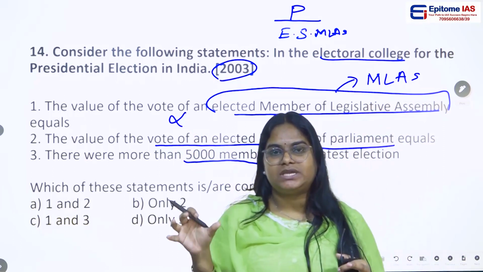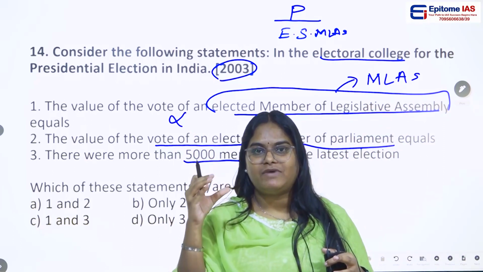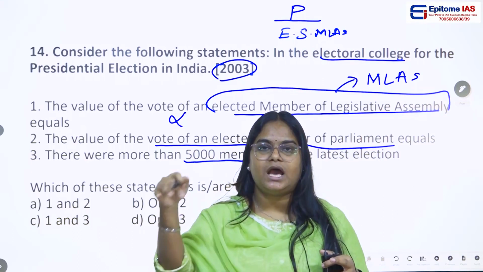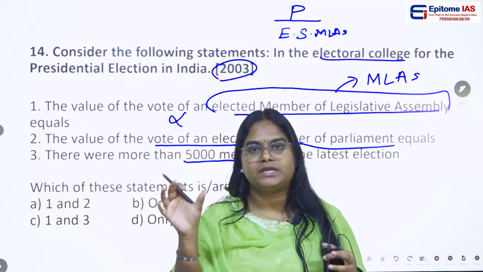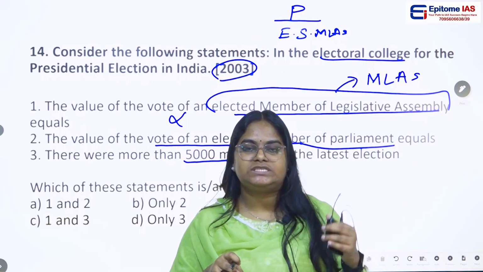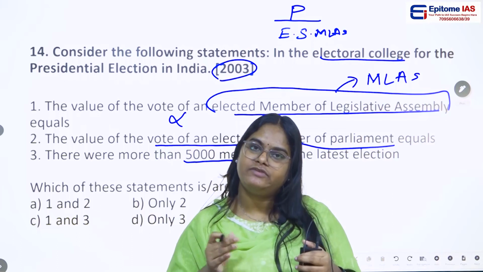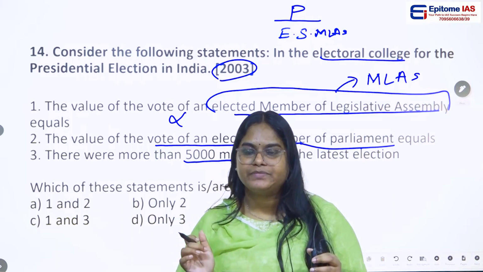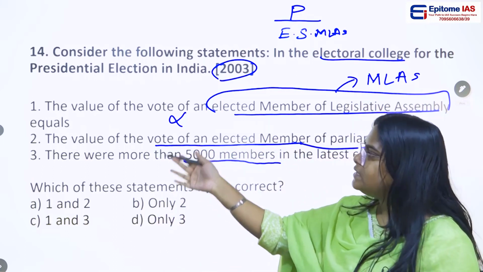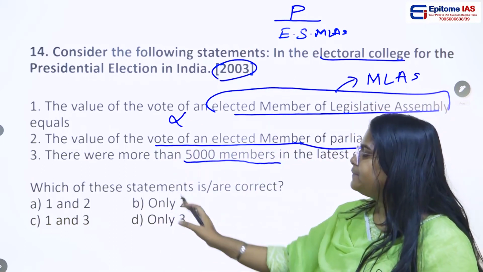Why? Because the MLA vote value of each state is different, because the population and the elected seats of that particular Legislative Assembly are going to be different for different states. So the value is also going to be different. But they are saying it is equal. So this statement is wrong.